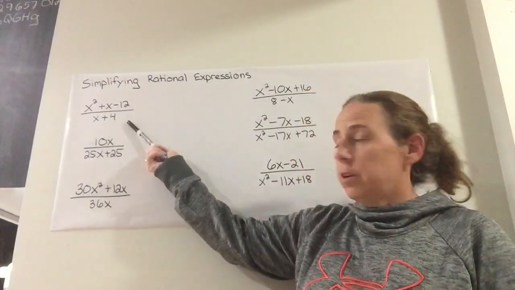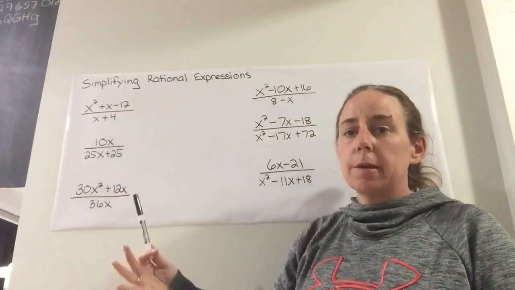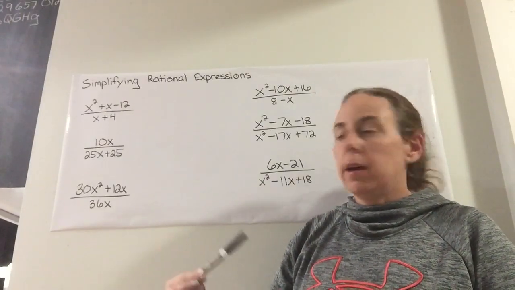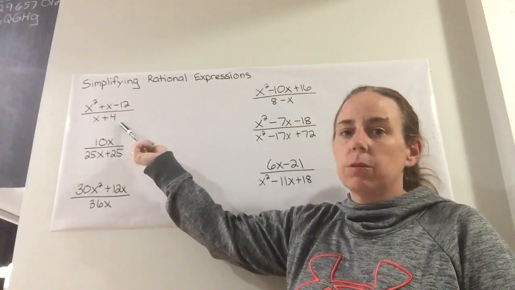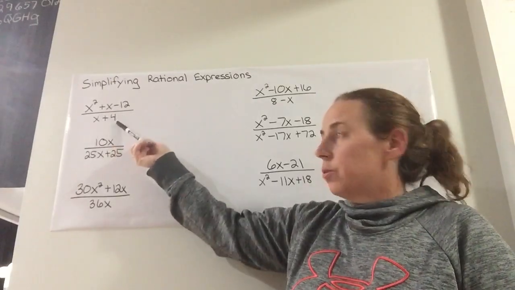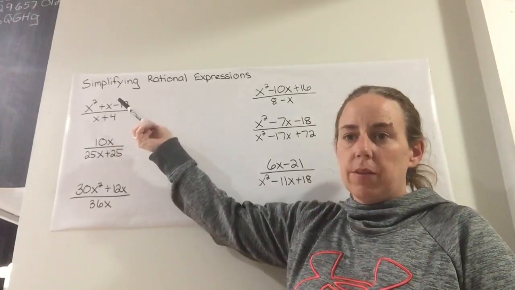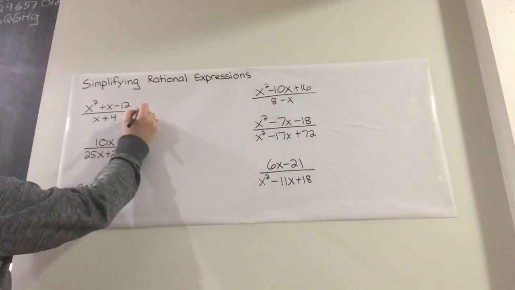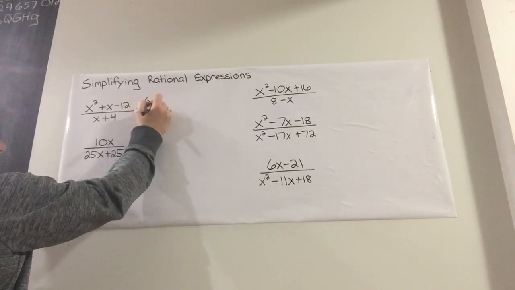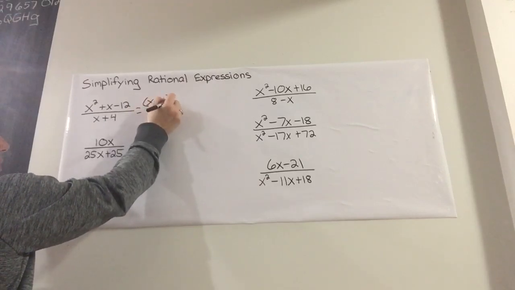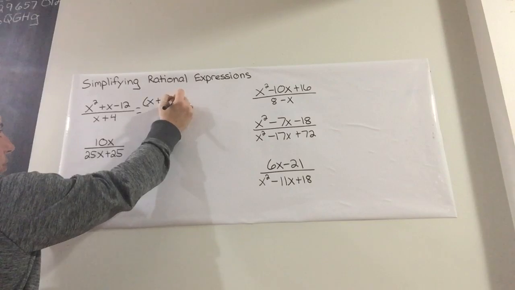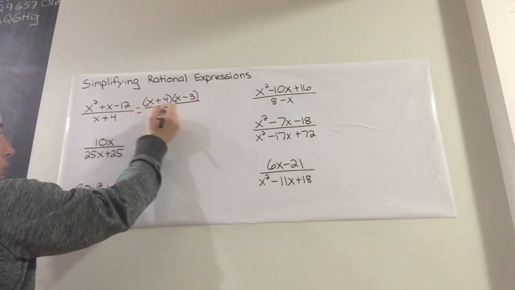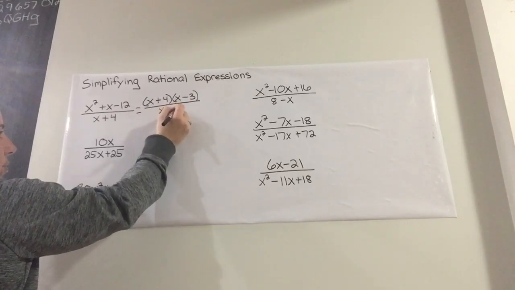So we're going to start with this problem here. What you're going to do is factor the numerator and the denominator. Now, sometimes you won't have to do one of them. In this case, we don't have to factor the denominator, but we have to factor the numerator. So when we factor it, we get x plus 4 times x minus 3 over x plus 4.